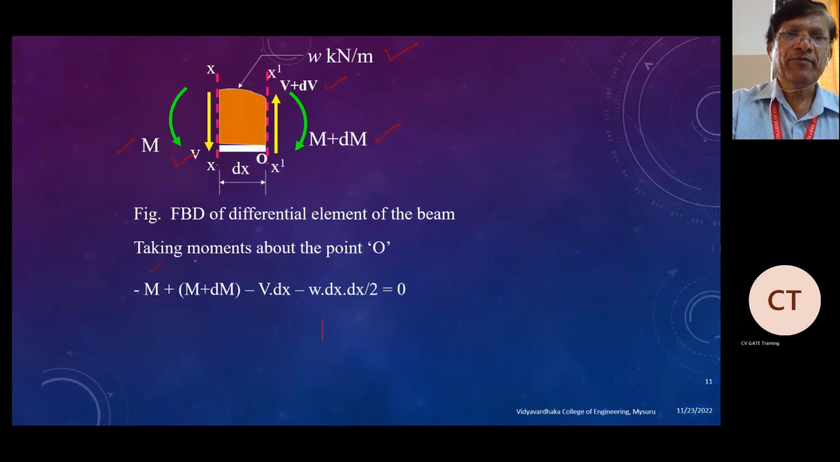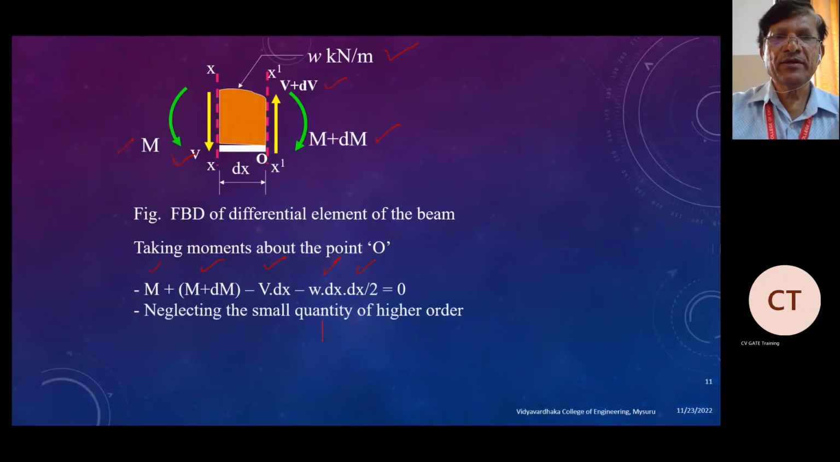Moment, M plus dM, on the other side. Taking the clockwise direction as positive, M plus dM is positive, minus M is negative, and V into dx is the moment taken here, and on the other side V plus dV. If you take the moment at O, that becomes 0, and we have the arbitrary loading for a distance of dx. So w into dx is the total load, acting at a distance dx by 2. So this is the equation of this one.